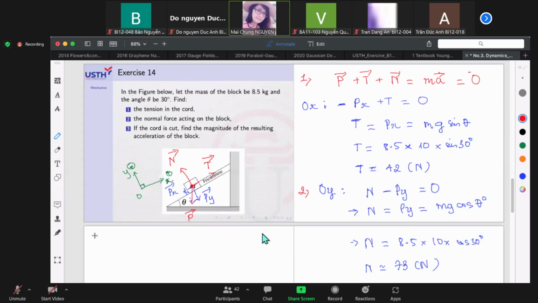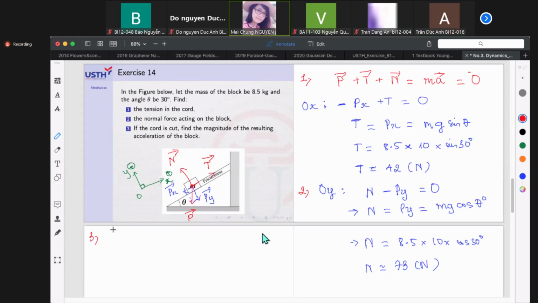And how about the last question? Now if we cut the cord, that means the tension disappears, right? So now what about the magnitude of the acceleration? How to find the acceleration?